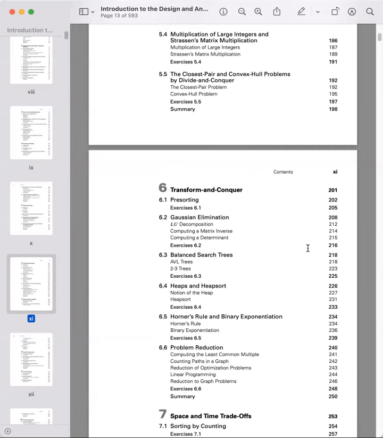Those are important. Horner's rule and binary exponentiation we didn't cover, so don't worry about it. And nothing from 6.6 will I ask you about. So that's kind of an overview of what's going on.